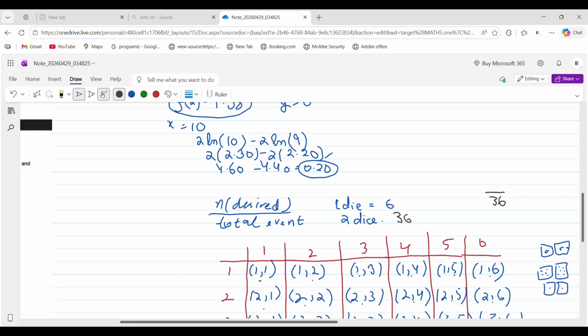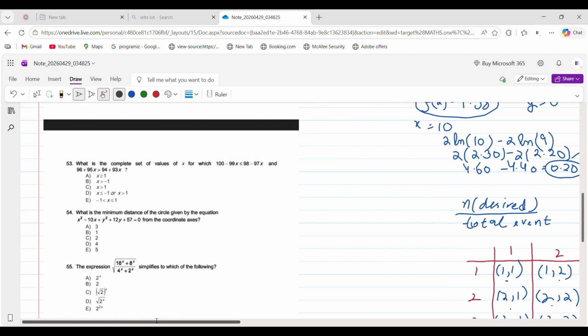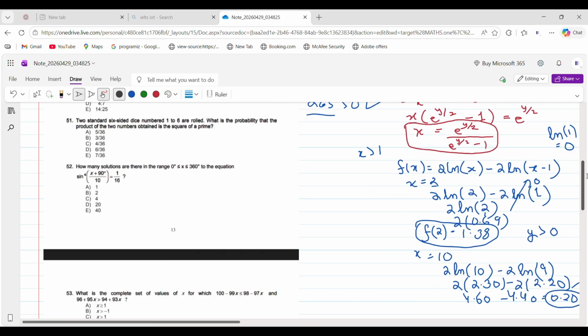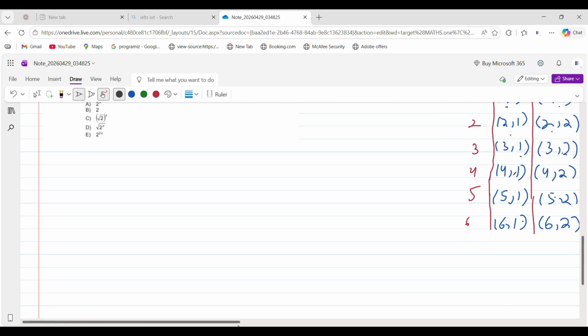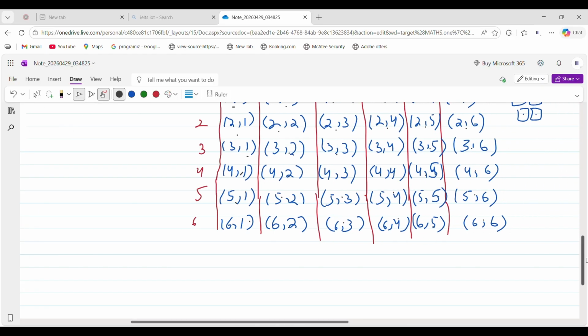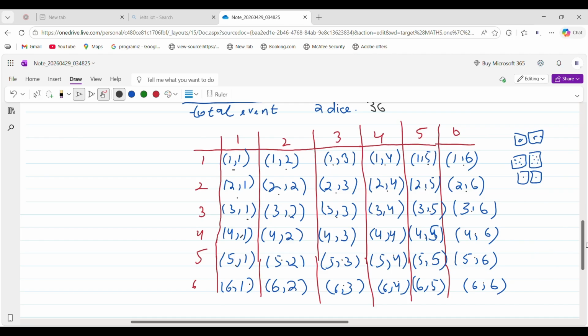Now you have to read the question again in order to find what they have asked about our desired event. What is the probability that the product of two numbers obtained is the square of a prime number? Which is again a very simple question. Basically they have asked that the product of the two numbers, obtained by multiplying the pairs, is the square of a prime number. So for finding that, initially you have to find the product of each pair.